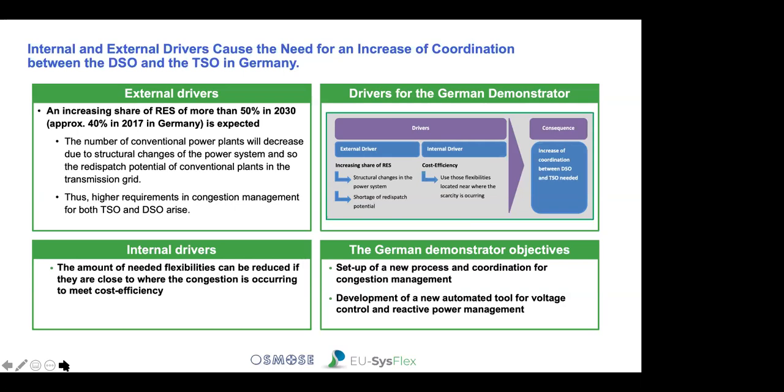Some drivers, I think you all know, are that there are more and more renewables, and with these renewables, the conventional sources of flexibilities will be reduced. And therefore, in total, we also want to make the whole operation of grids cost efficient, and therefore we need new measures for the grid operation. In our demonstration, we want to set up a new coordination process to use these flexibilities between TSO and DSO. And of course, we have developed some tools, some algorithms to make this happen. So, short, next slide.